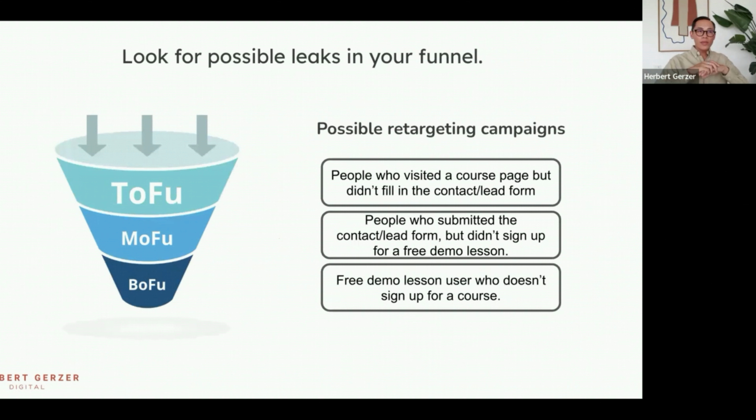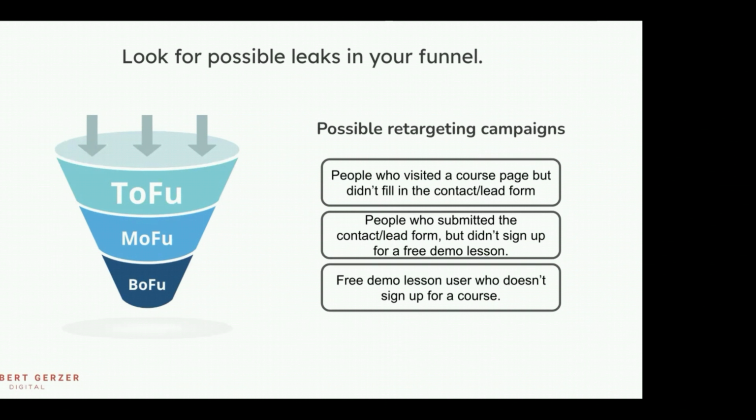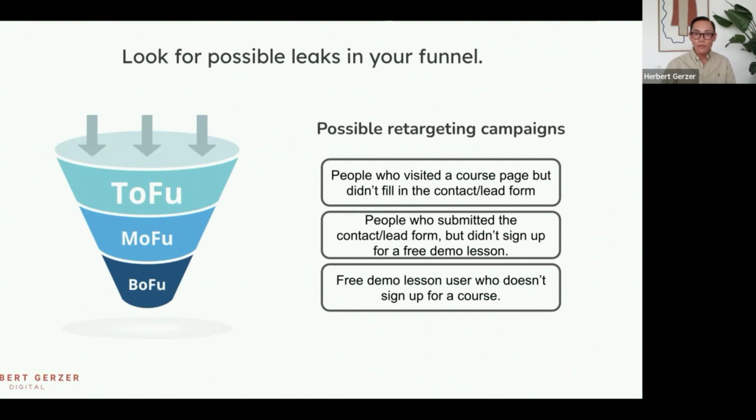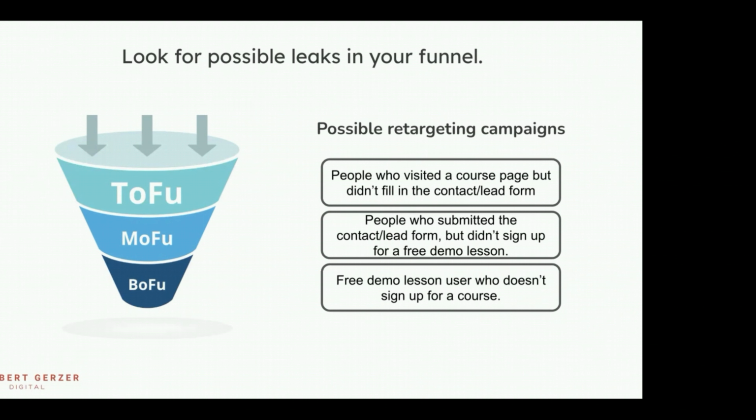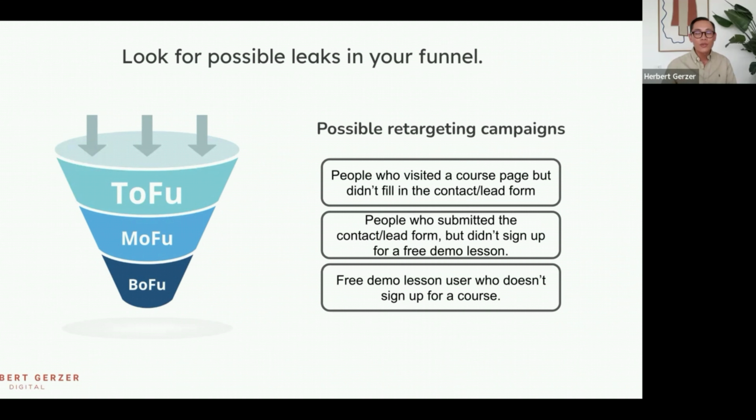So when we are looking at retargeting campaigns, it's important to look at the possible leaks in your sales funnel. So where are people leaving and going outside of your website? And so we can create retargeting campaigns based on these specific scenarios, like people who visited a course page, but they didn't fill out the contact or lead form. And maybe at the bottom of the funnel, people who attended a free demo lesson, but they haven't signed up for a course yet. And maybe for this particular audience, we can use a discount or maybe some sort of bonus or offer to get them to sign up.